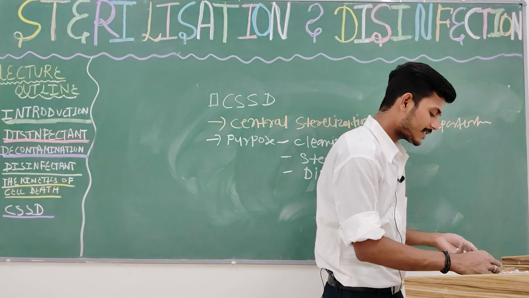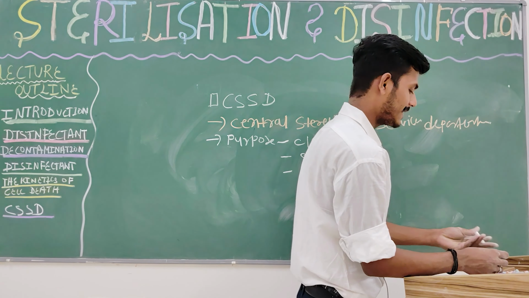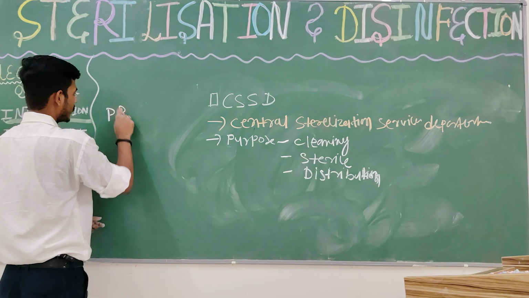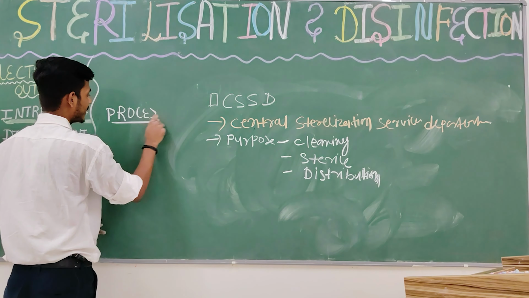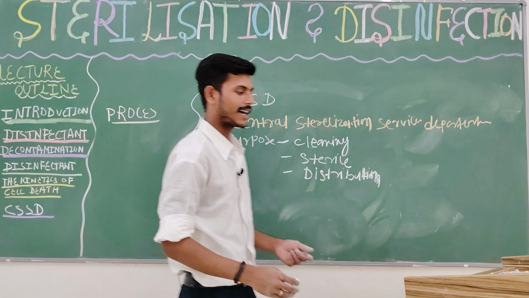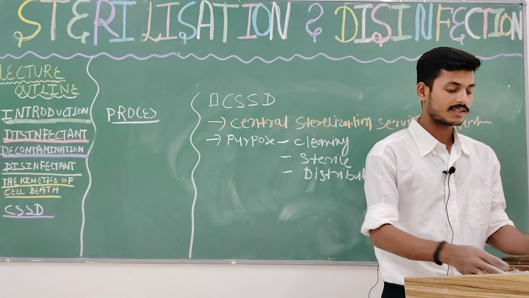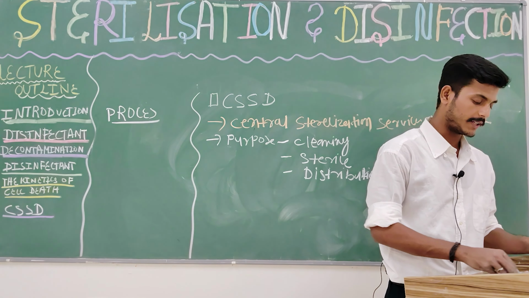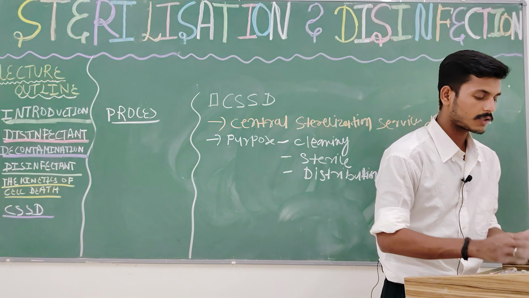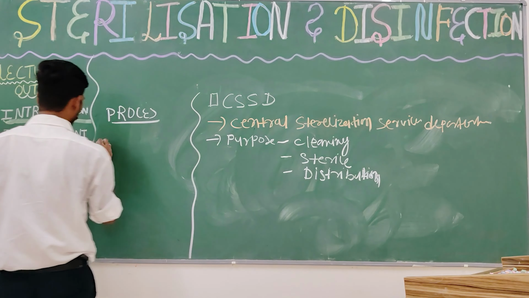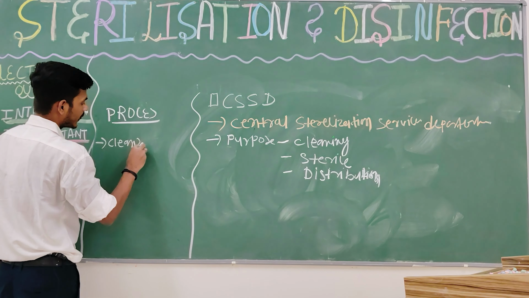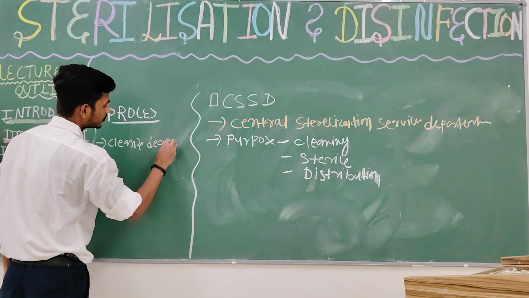Now let's briefly discuss the process of sterilization in CSSD. Make the heading: process for sterilization in the CSSD, that is, how things achieve microbial free absence. The first one is we have to clean and decontaminate the used equipment. So the first one is cleaning and decontamination.